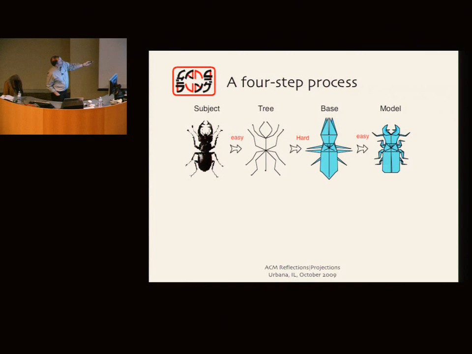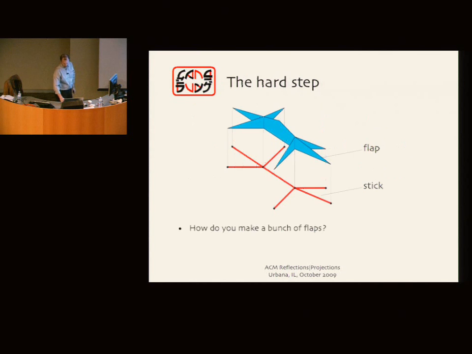But going from here to the base, that's the hard step. That, however, is the step that mathematics can help with. Mathematics can get us over the hard step and let us complete this full sequence. So there it is. We start with a stick figure, and we want a base that has flaps in the same arrangement as the stick figure.